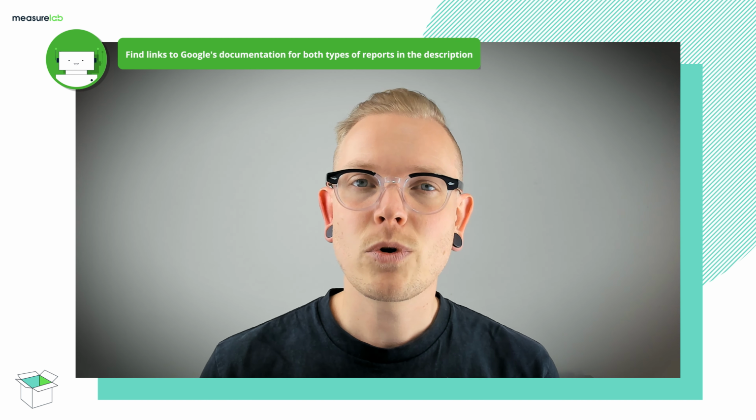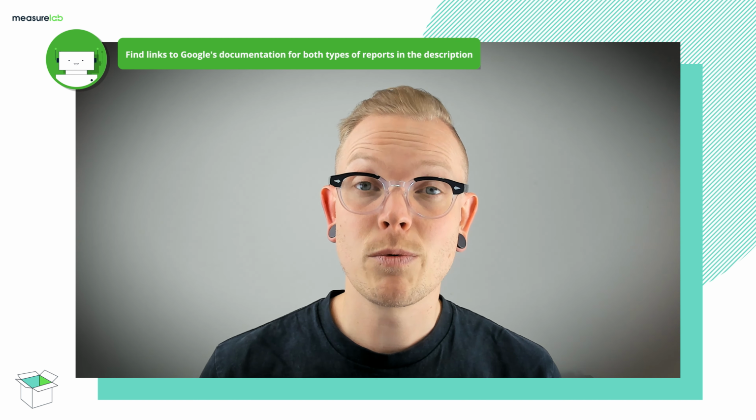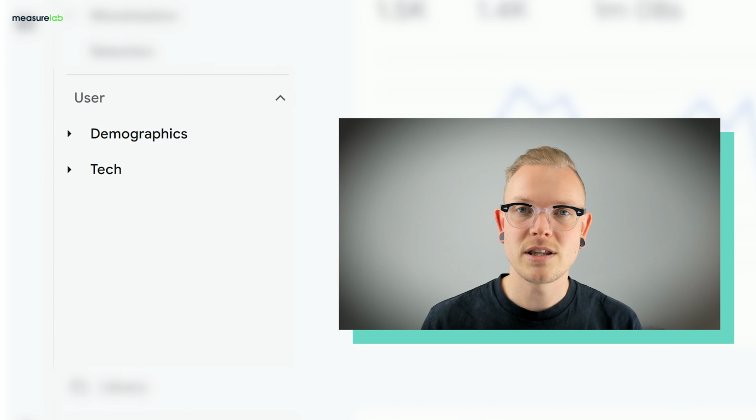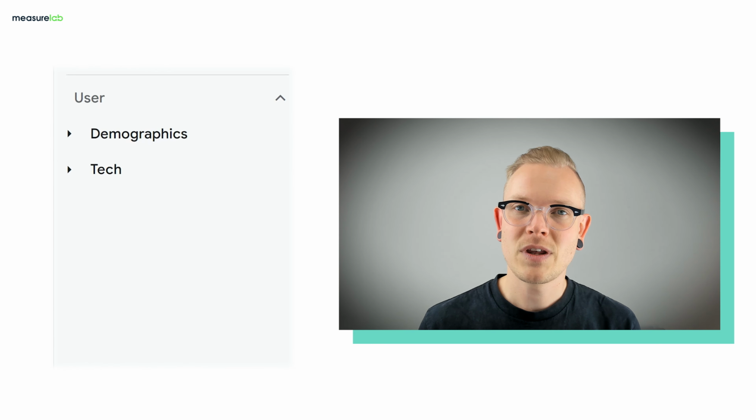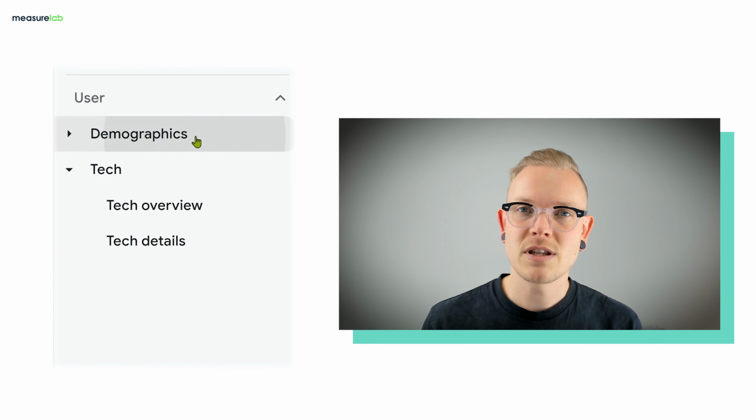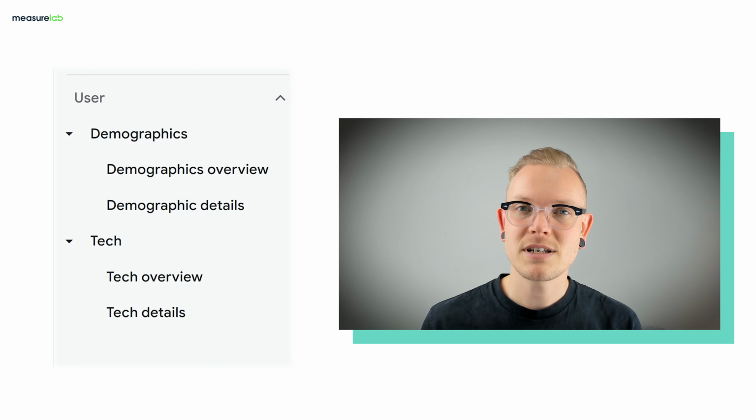The first thing we need to mention is the fact that we have two types of reports in GA4. We have our overview reports and our detail reports. Often what you'll find as we browse through the reports workspace is that in each of these subsections, you'll find at least one detail report, and we'll always have an overview report too. For example, if we have a look under the user section in the menu, we'll find we have two subsections, demographics and tech. If I open up each of these, you'll see that there's demographics overview and demographics detail, and there's tech overview and tech detail.